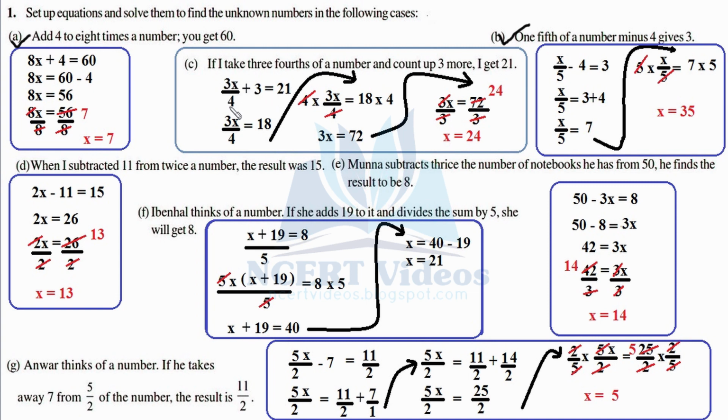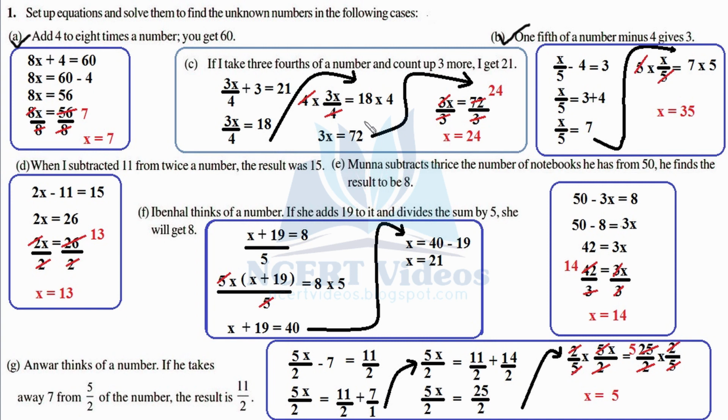3x over 4. Transpose 3 towards the right hand side. So 21 minus 3 is 18. Now get rid of this 4 in division. So we will have to multiply by 4 on both sides. Rest is same. 3x over 4 equals 18. Now this cancels. So we get 3x equals 18 4s are 72.